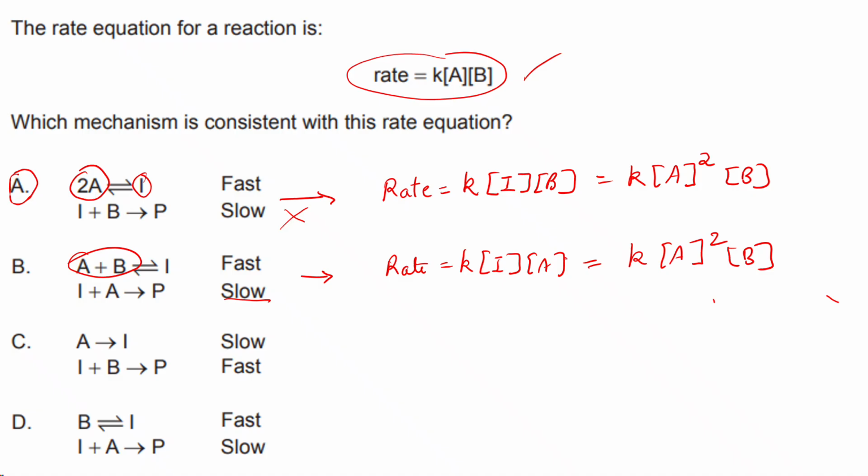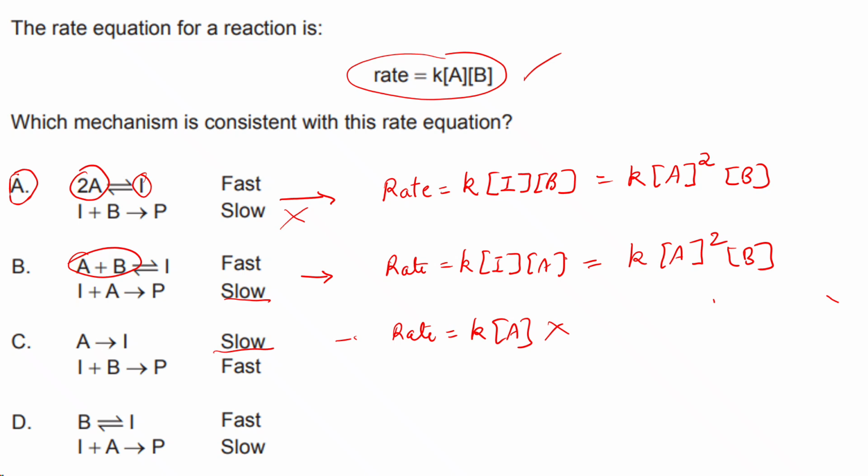Let's examine option C now. In option C, the first step itself is the slowest step. So this should be fairly quick. Rate equals K times molar concentration of A. There is no B here at all. And so this is also not consistent with our rate equation.